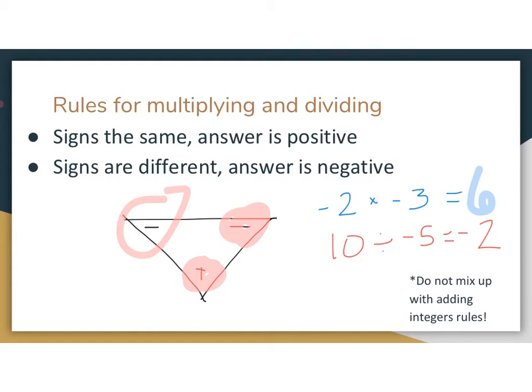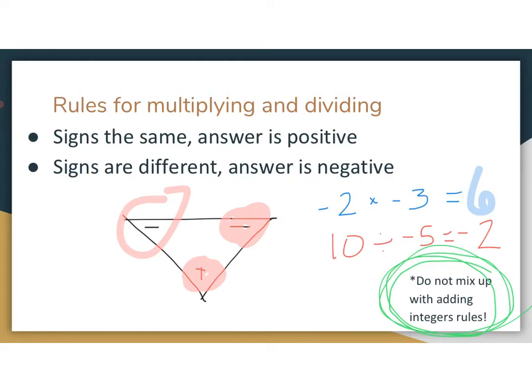But let's move on to a couple of example problems. Oh, real quick. I forgot to tell you guys this key point that I have down here at the bottom. It says, do not mix up with adding integer rules. The song that we sing, the same signs add and keep, different signs subtract, those are only for adding and subtracting integers. For multiplying and dividing, we have a different set of rules. And I know it's confusing. We will do some activities over the next 2 days to help you really understand multiplying and dividing integers.